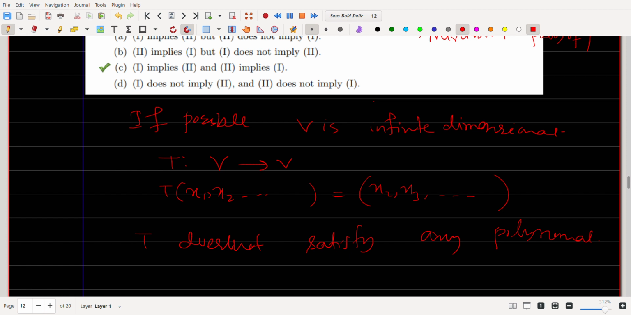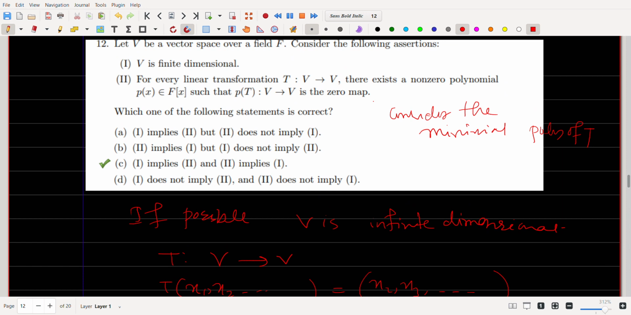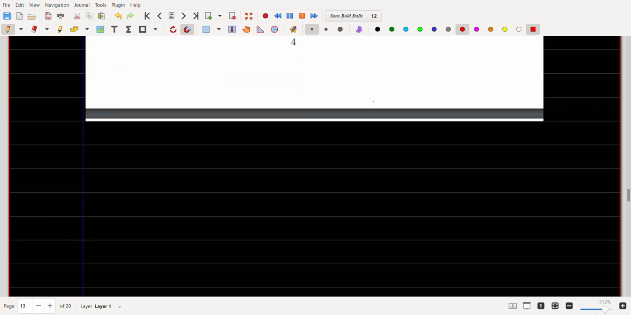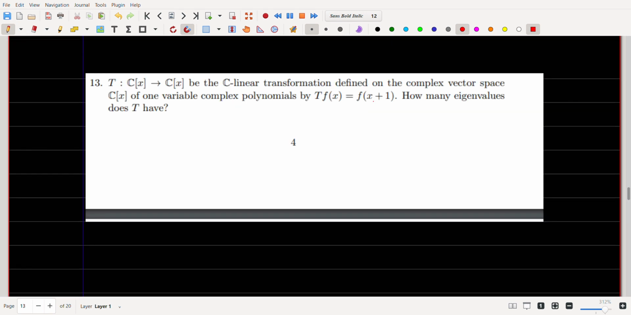Though it is an infinite dimensional vector space, you can think of it geometrically as a matrix, and if you write down the matrix representation of this, you will see that it doesn't satisfy any polynomial. That's why if V is infinite dimensional, you can always construct a linear transformation T, this left shift operator, such that there doesn't exist any non-zero polynomial that T satisfies. Hence C is correct. Move to question number 30.